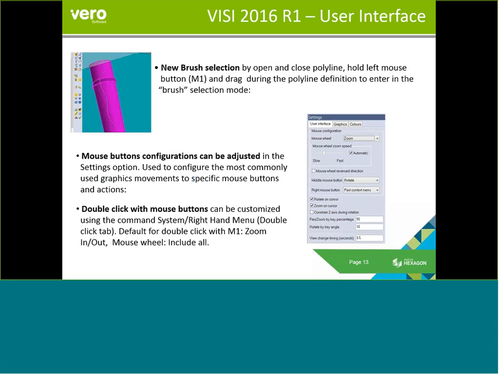There is a new brush selection method inside of 2016, and it can be accessed when using the selection by polyline methods. Instead of clicking where you'd like to place a point to draw a polyline, all you have to do is click and drag the cursor over areas to be selected. Users have also been given more control over the mouse configuration. For example, the zoom direction, when you scroll with the mouse wheel, you can now invert that. And you also have more customization with double-clicking as well.